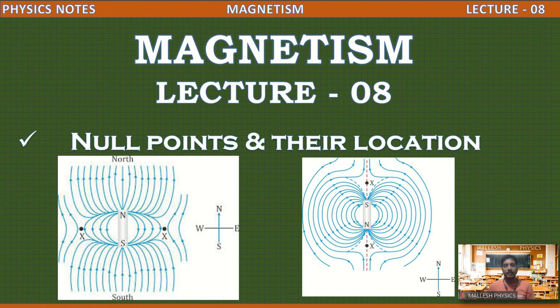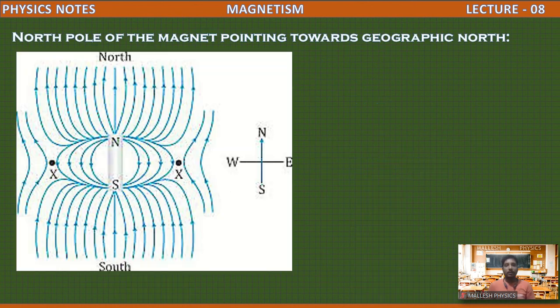Hello dear students, in this lecture we are going to see null points and their location. Here there are two fields. One field is due to a magnet and another field is due to the Earth. Earth's magnetic field and the magnet's magnetic field. The point where these two fields become equal in magnitude and opposite in direction, at that point the total net magnetic field will become 0. So that point is called the null point.